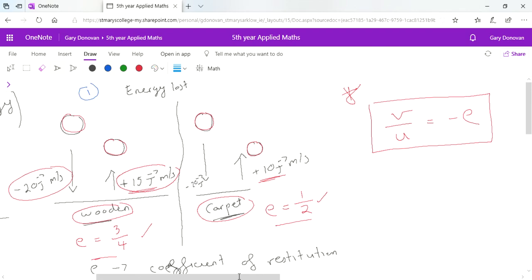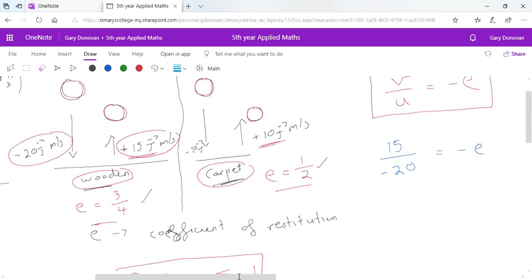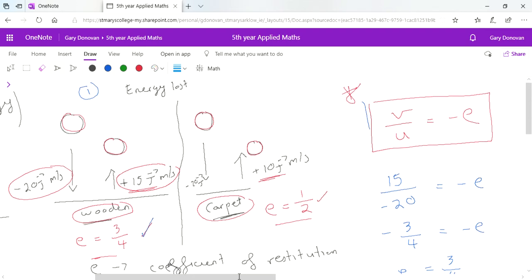So the final velocity is 15. U stands for initial velocity, which is minus 20, equals minus E. So 15 over minus 20 is minus 3 over 4 equals minus E. Therefore, E equals 3 over 4, which is what we got in that question. So that's the equation that you're going to use. So make sure you write that one down in your notes.